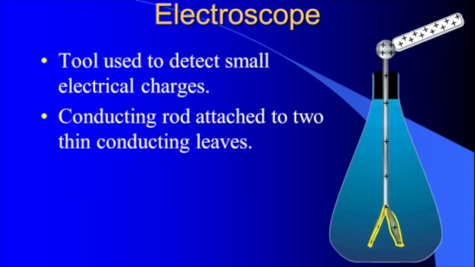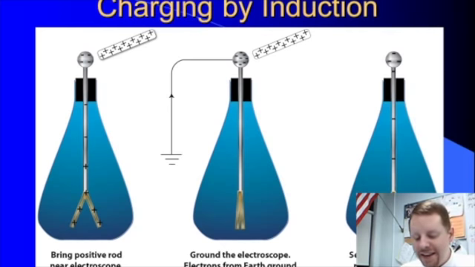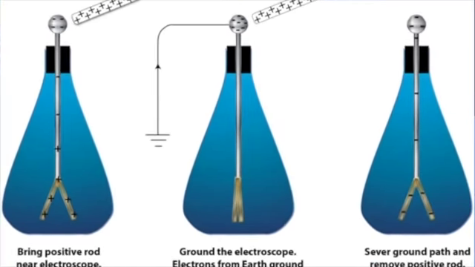Now, conductors can also be charged without coming into contact with another charged object. That process is known as charging by induction. If we take the example of the electroscope again, let's say that we start off with a neutral electroscope, which has the same amount of positive and negative charges here, but we bring a positive rod close to it.